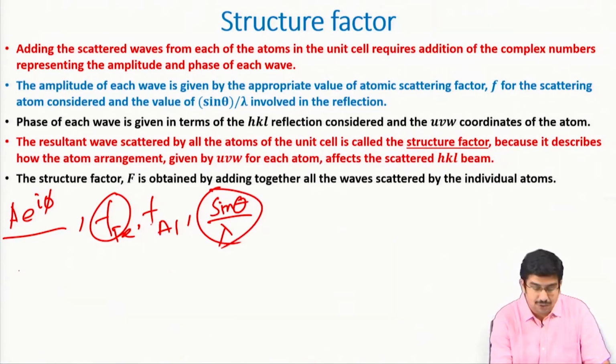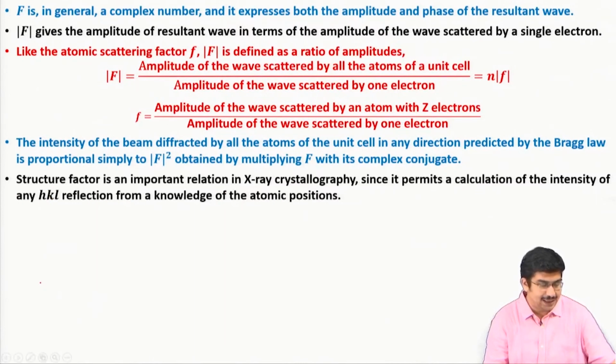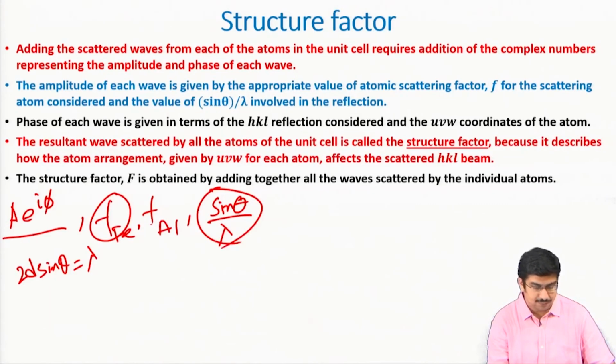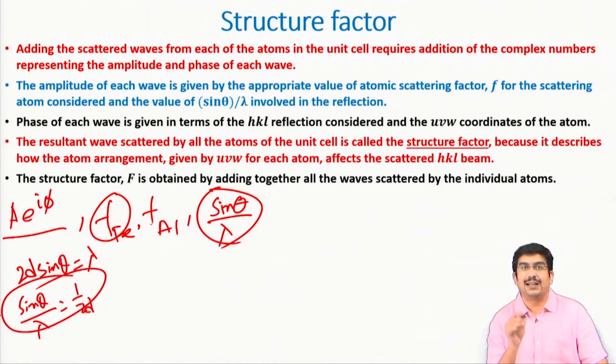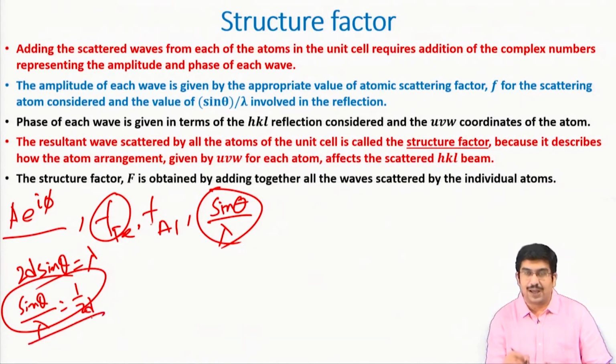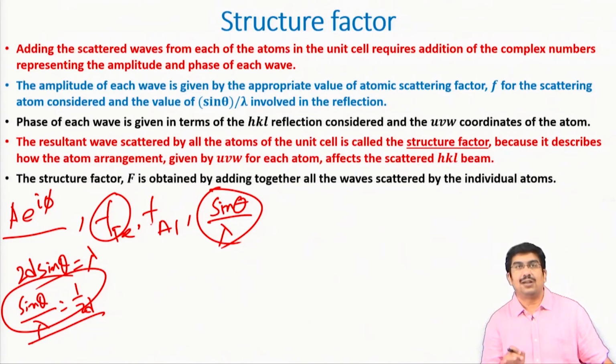That means, if you understand 2d sin theta equals lambda, what we can write here is sin theta by lambda is basically 1 by 2d. So, we can find out exactly for which sin theta by lambda this atomic scattering factor is valid. We have already seen the relationship. From there we can calculate the atomic scattering factor for any particular sin theta by lambda, that is, for any particular Bragg's condition where the diffraction condition is satisfied. For that, what should be the atomic scattering factor.